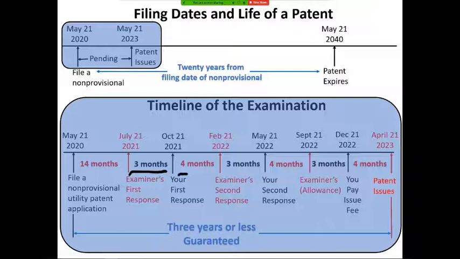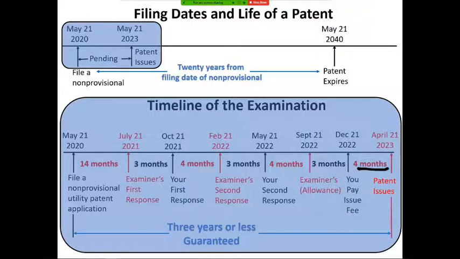Then the examiner will have 4 months to reply to your response, and then you will have 3 months to reply to the examiner's second response. The examiner will have 4 months to reply to your second response, and you can see how this is kind of going. Hopefully on the second response, you get a positive affirmation from the examiner, and he will issue you an allowance. If he does, you will have 3 months then to pay your issue fee, and the USPTO will have 4 months then to issue your patent.